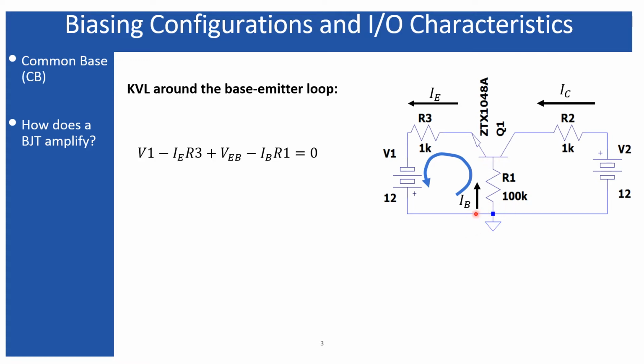So first, minus IB times R1, the term I have included over here. Next, the base emitter voltage: because the base terminal is at higher potential and the emitter terminal is at lower potential, this one will be positive and this one negative. So minus VBE, which represents the base to emitter voltage, should appear over here.